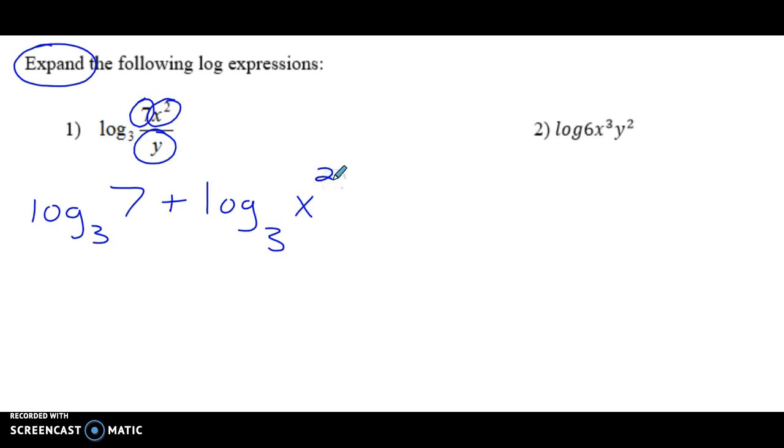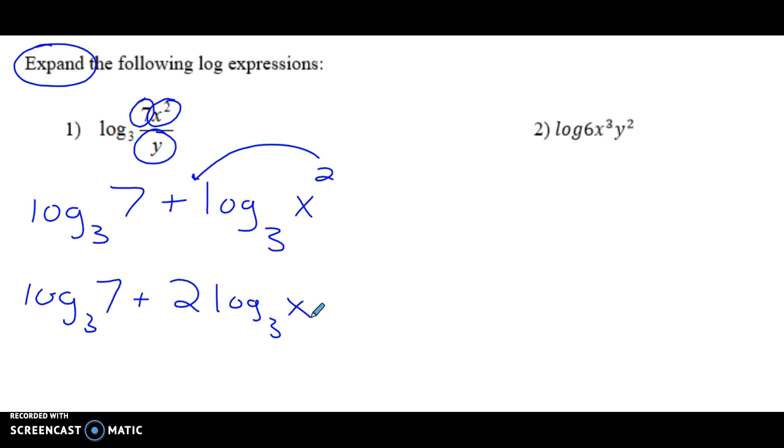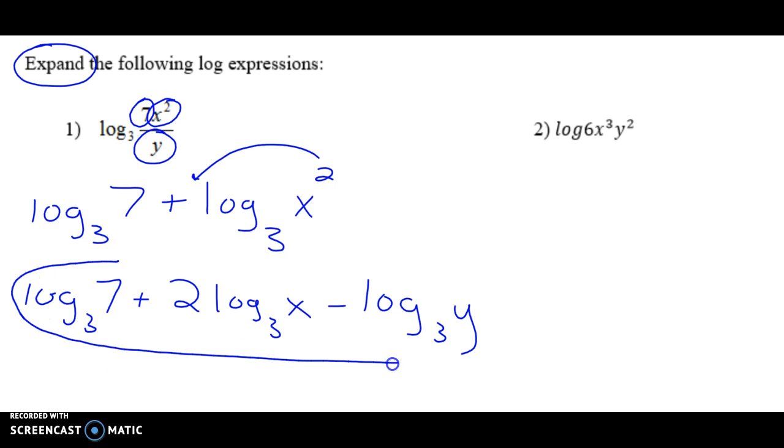And some of you guys will get pretty good at this. Where is this squared going to go? Into the front, back to where it came from. So this is really log base 3 of 7 plus 2 log base 3 of x. And then if there was a y on the bottom, what sign was in front of that log? A minus sign. So I'll do minus log base 3 of y. And we're done. That's it.